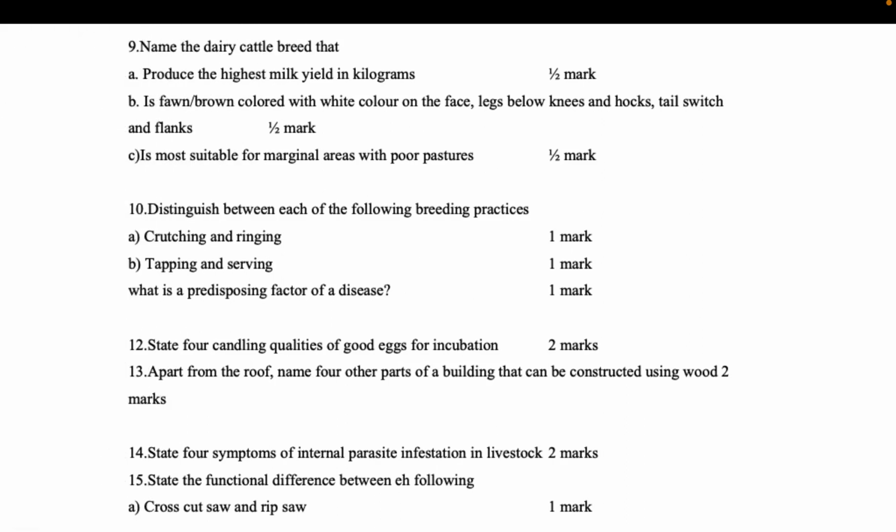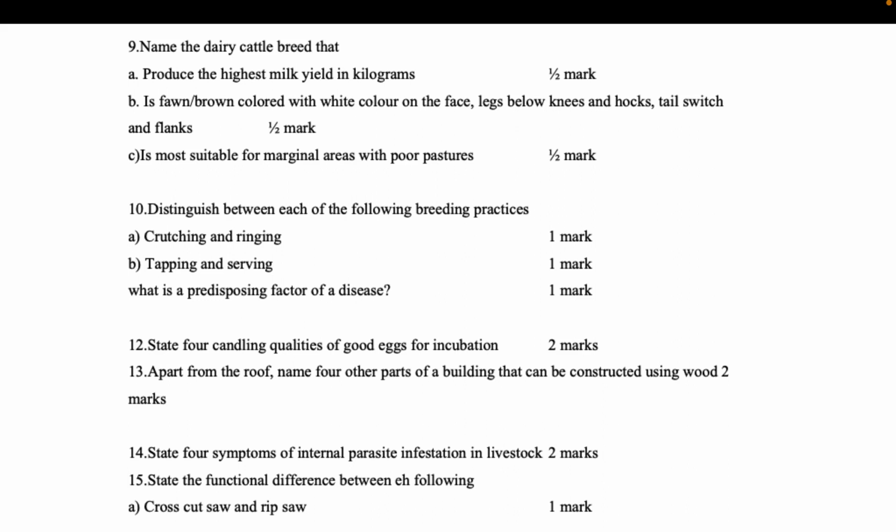10. Distinguish between each of the following breeding practices. A. Crutching and ringing, 1 mark. B. Tapping and serving, 1 mark. 11. What is a predisposing factor of a disease? 1 mark. 12. State 4 candling qualities of good eggs for incubation. 2 marks.